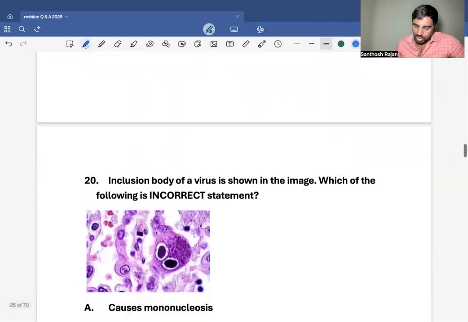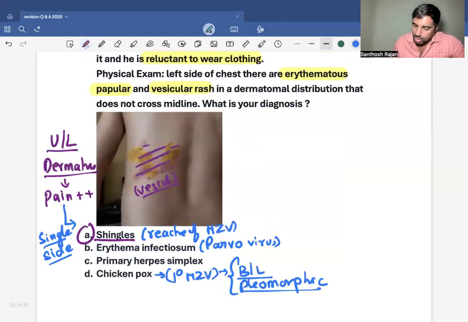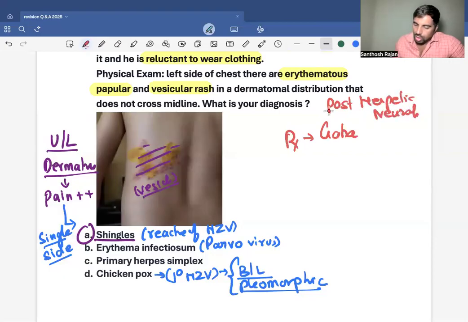Then of course you're going to give the treatment. What are you going to give? For treatment, you have to give acyclovir. With that, for the pain, especially post-herpetic neuralgia, gabapentin.